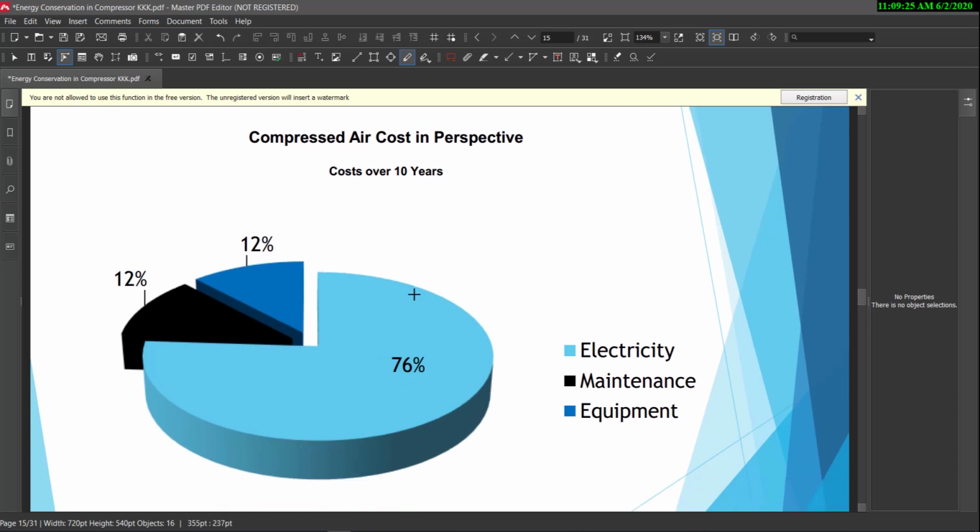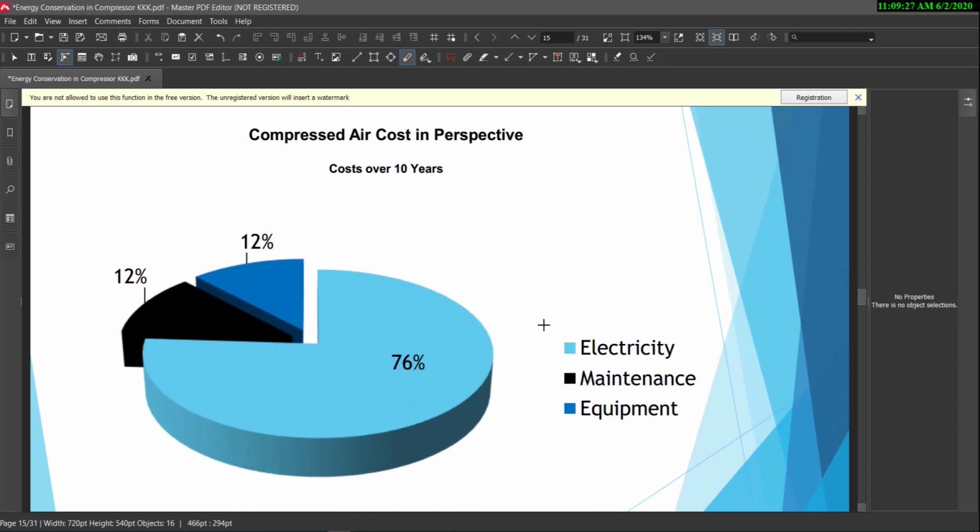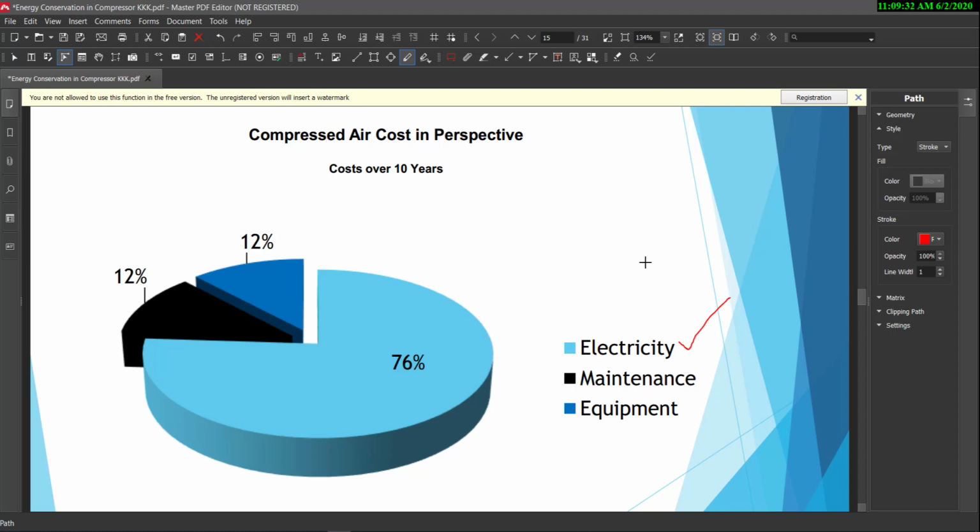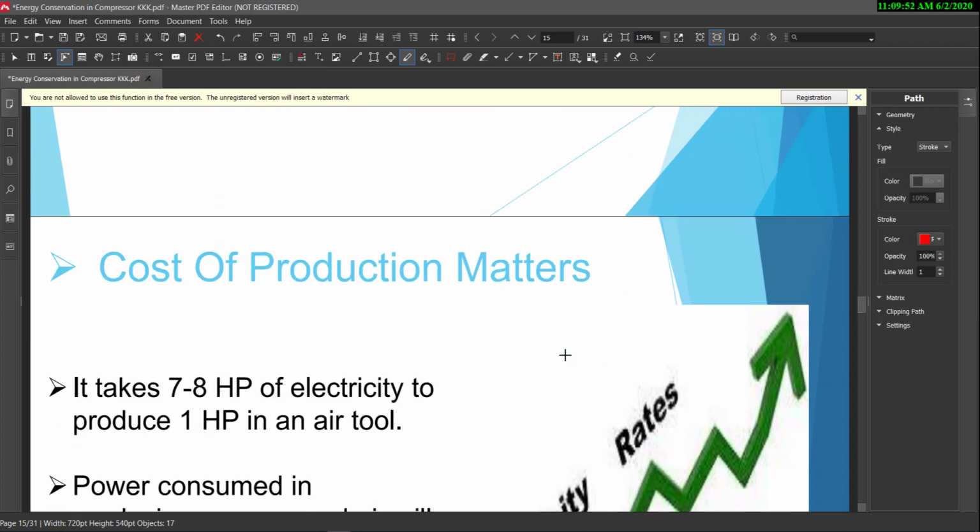And this is the pie chart that shows how the electricity or power is utilized by the compressor. It is around 76% for electricity, 12% for extra equipment, like valves and tubes, changing cost, and 12% for maintenance. And cost of production matters.